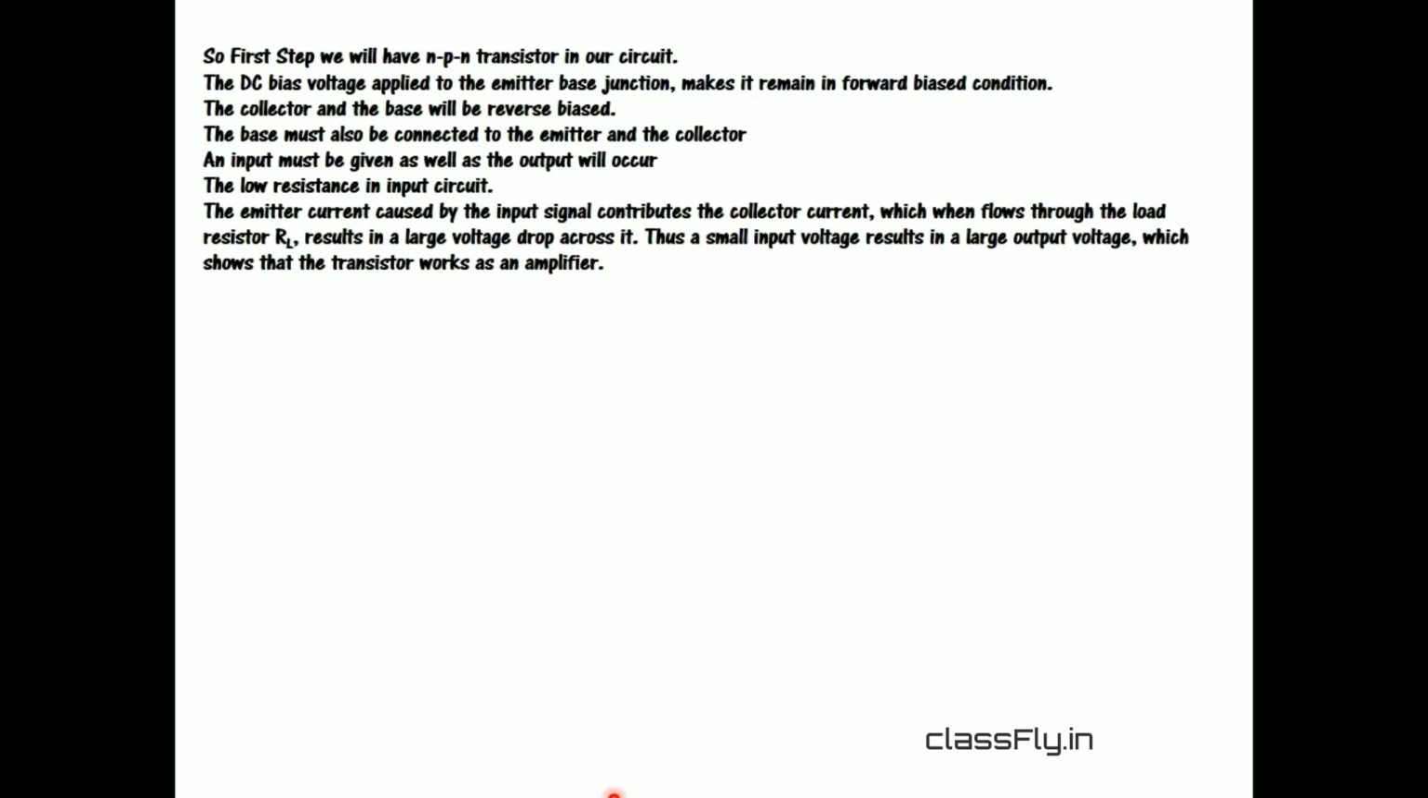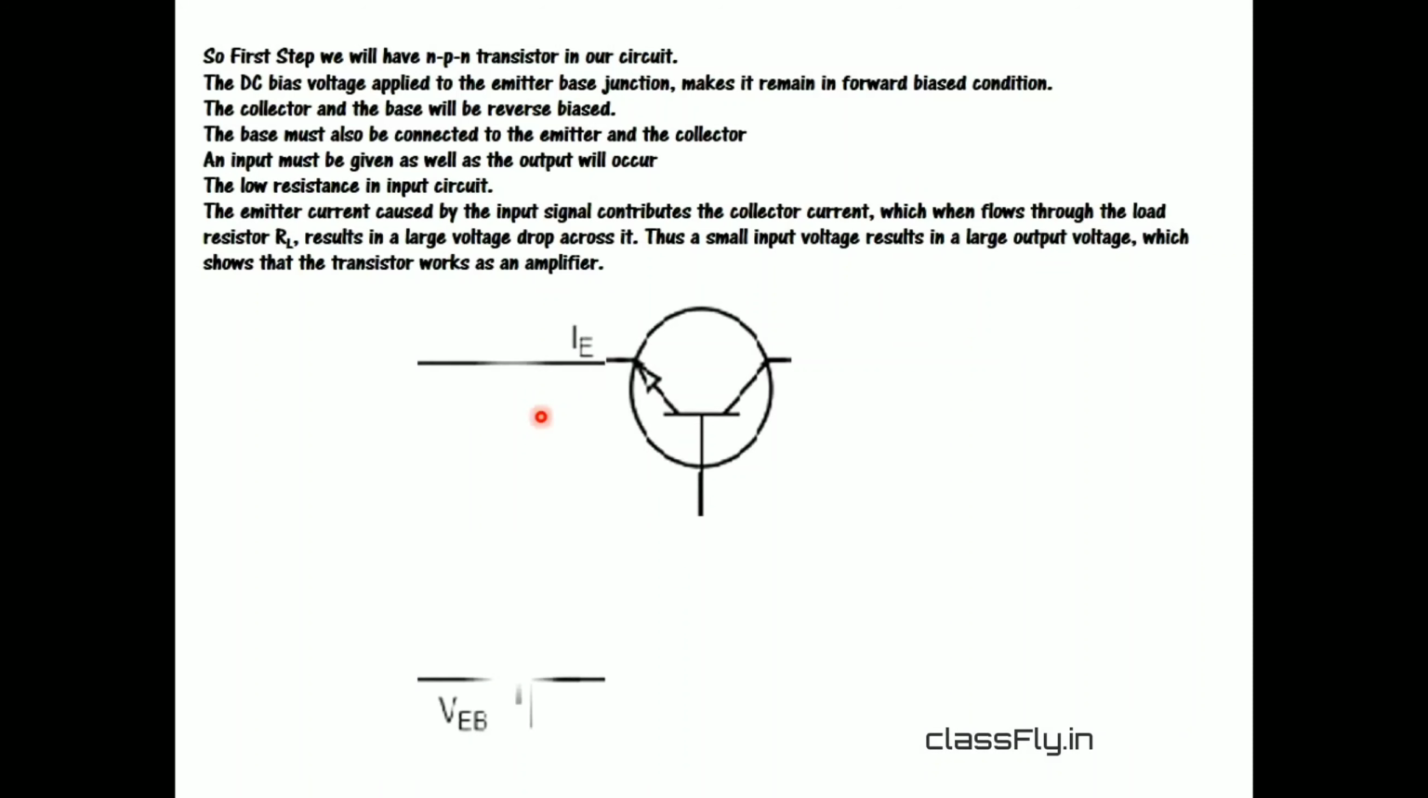So let's begin. The first step, we will have an NPN transistor. So bring an NPN transistor. We brought an NPN transistor. Here the arrow is going outward, that means this side is the emitter. Next step, it says that the emitter-base junction must remain forward biased. That means the emitter-base will be in the form of forward bias. So like this, it will be forward biased.